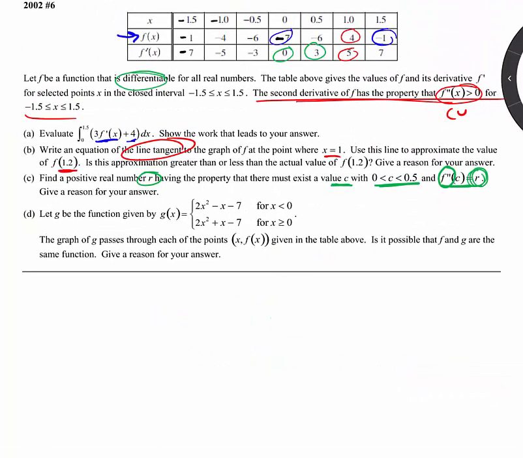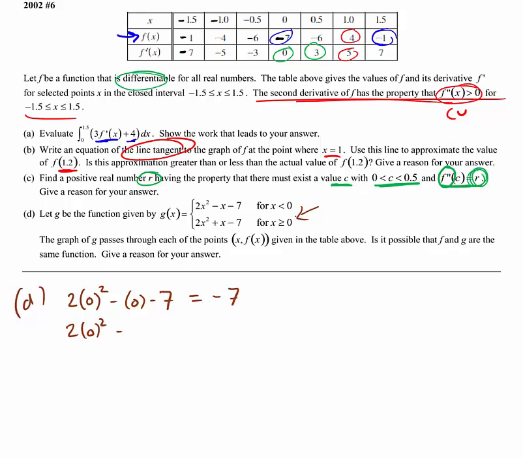Okay, D to me was kind of the weirdest one. It's asking, could this be true? There are a few different ways you could solve it. One way is we could check, is this even continuous or differentiable? So if I plug in to the top, 2 times 0 squared minus 0 minus 7, I get negative 7. If I plug into the bottom, I get negative 7. So f of 0 is negative 7. It exists. That's that first rule for continuity. The second rule is, does the limit exist?